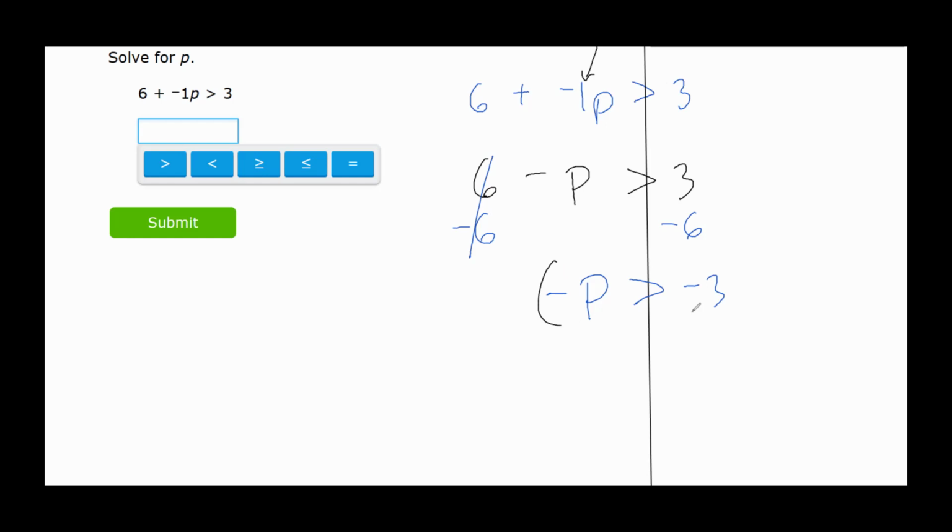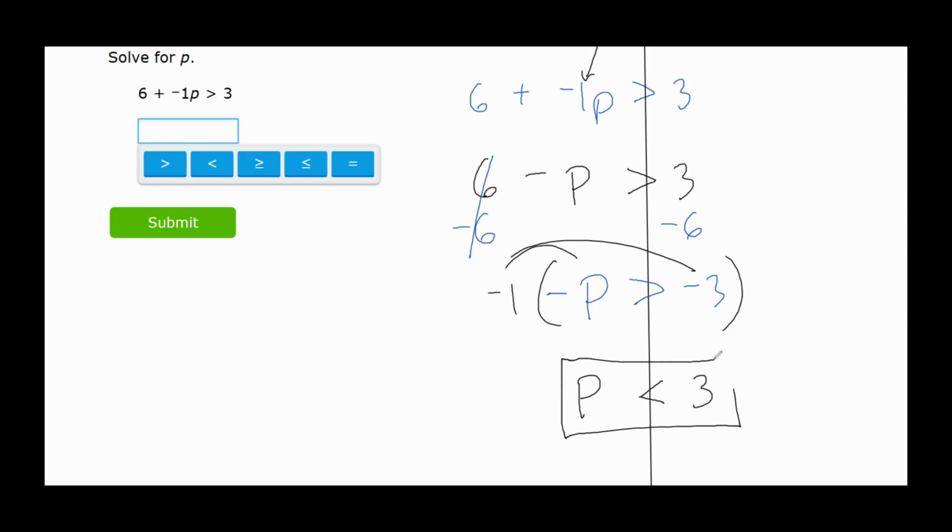Let's go ahead and just multiply by a negative 1. So that makes the P become positive. That makes the 3 become positive. But you have to be aware enough to remember that when you multiply or divide by a negative number, you must reverse the inequality sign. So then we get P less than 3, and then this is our answer, and then we're done.